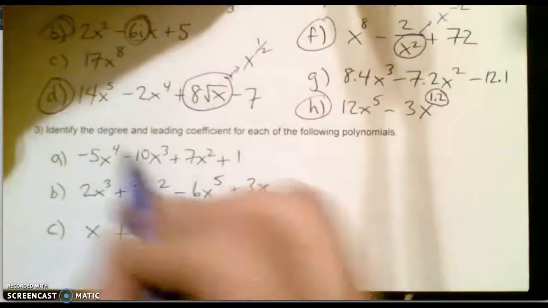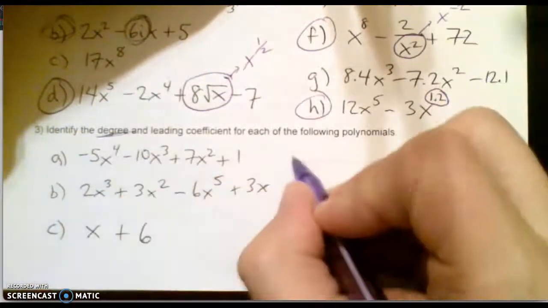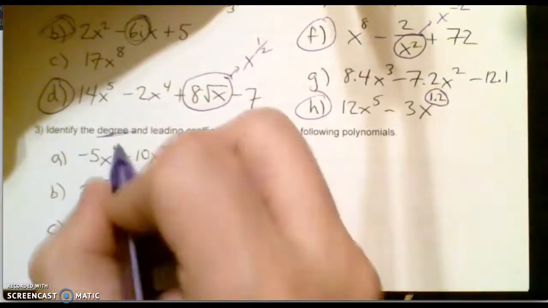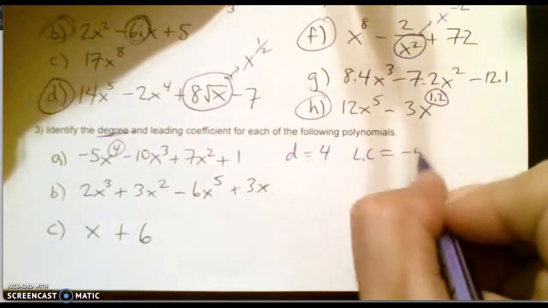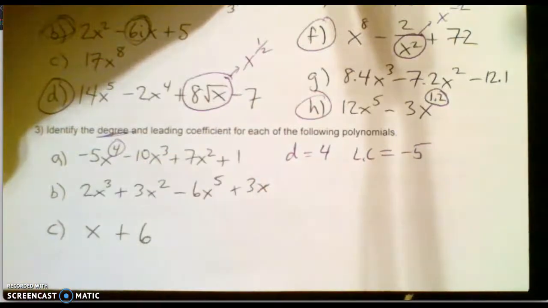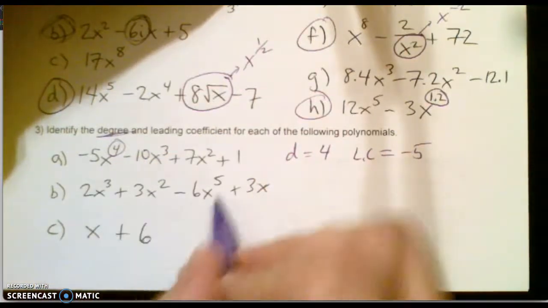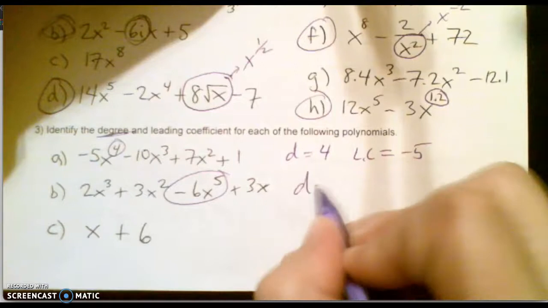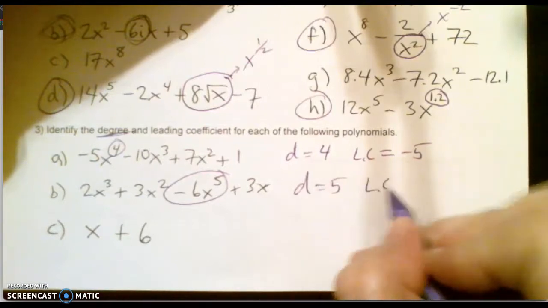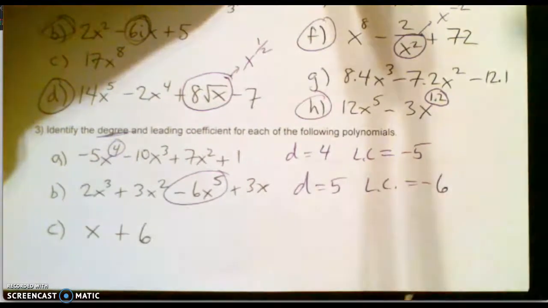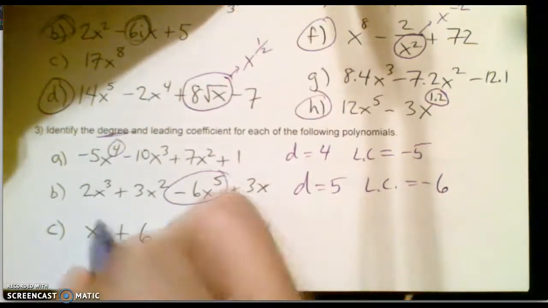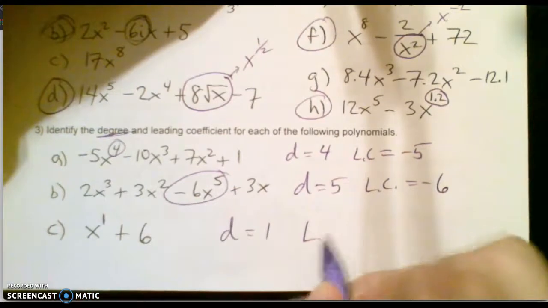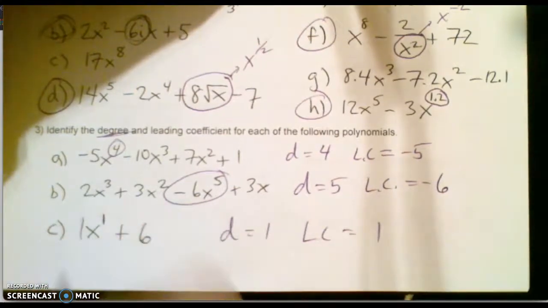Down here, the degree is the highest power in x, so degree is 4. And the leading coefficient is the number in front of that, so -5. Likewise, be careful here. The degree is 5. This one's not in standard form, so sometimes you got to be kind of careful with that. And this one, a little bit sneaky. Degree is 1. There's a 1 there. And leading coefficient, there's also a 1 in front of it.